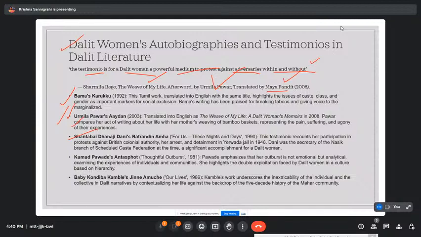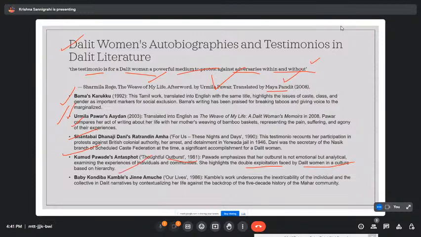So, next comes Kumud Pawde's Antasphot, which is Thoughtful Outburst, 1981. Pawde emphasizes that her outburst is not emotional but analytical, examining the experiences of individuals and communities. She highlights the double exploitation faced by women, Dalit women, in a culture based on hierarchy.